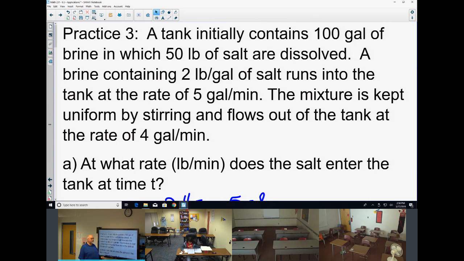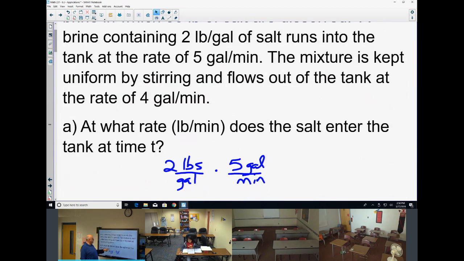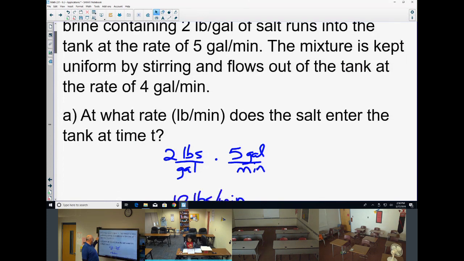All right. So it says it comes in at 2 pounds per gallon at the rate of 5 gallons per minute. So if you multiply those together, the gallons will cancel. So you'd have 2 pounds per gallon times 5 gallons per minute. The gallons will cancel, and so you'll get 10 pounds per minute. Okay, I got that. Okay, good.